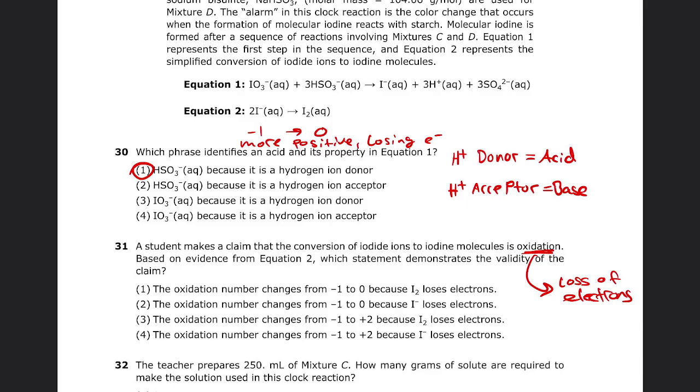All right, so right off the bat, we can eliminate 3 and 4 because they incorrectly state the change in oxidation state. Choice number 1, the oxidation changes from minus 1 to 0 because I2 loses electrons. I2 is not what's losing electrons. I2 is what's forming when the two I minuses lose electrons. All right, so we want to pick the choice that says I minus is losing electrons.